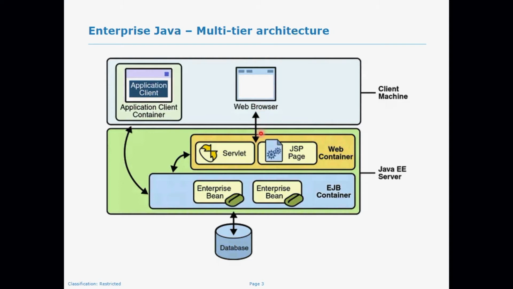They accept an HTTP request, they process it, they send that request to the EJB container for processing. That data is processed, and then they take back the processed data and put it in a particular presentation format and send the HTTP response back to the web browser. So this is what both servlets and JSP pages do.